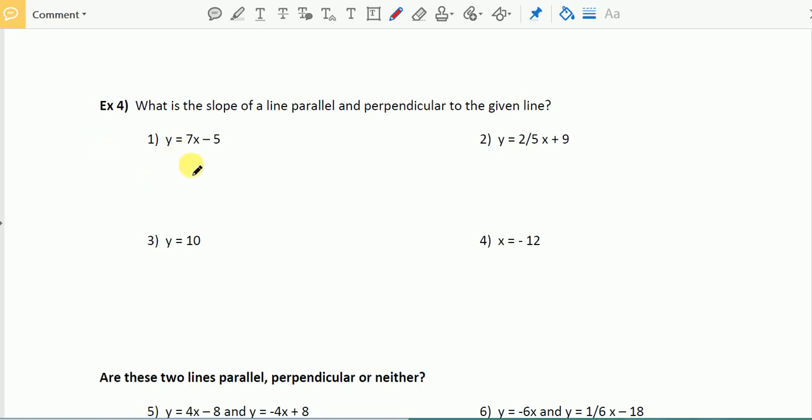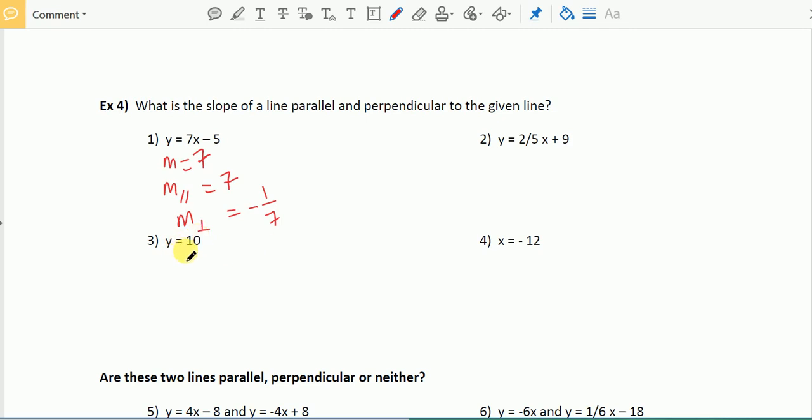Now, this line has a slope of 7. The slope of the line that is parallel to this line should have the same slope. And for the line that is perpendicular, we take the negative or opposite of this and take the reciprocal of that. So this is 7 over 1, and this is 1 over 7 with a minus for perpendicular.